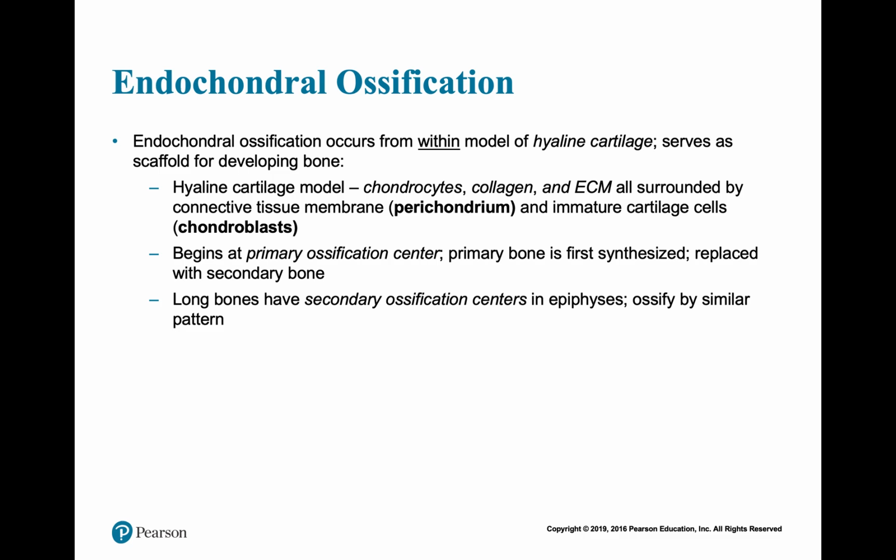Not only do we see a primary ossification center in endochondral ossification, we see secondary ossification centers as well. The primary will be in what will eventually become the diaphysis, and the secondary ossification centers will occur in the sites that will eventually become the epiphyses.